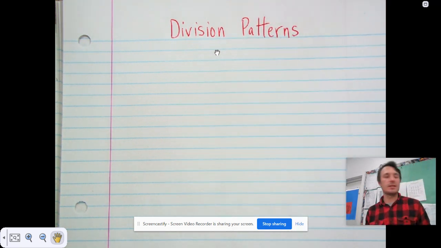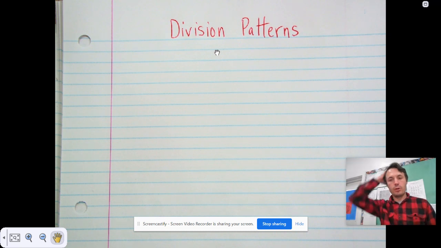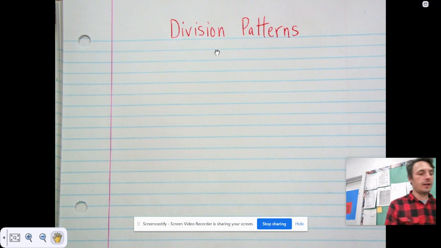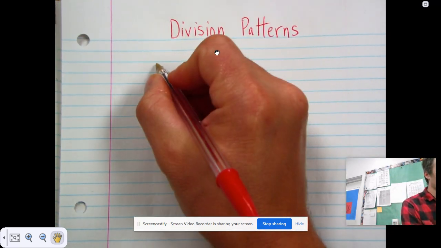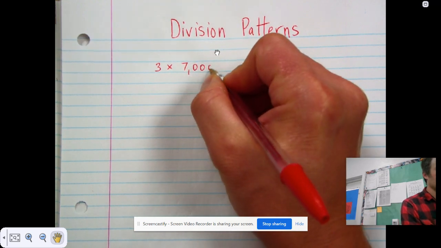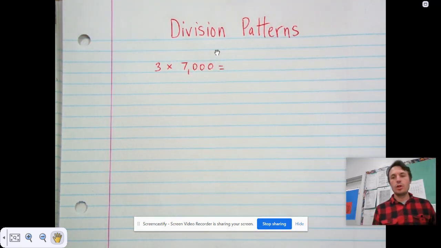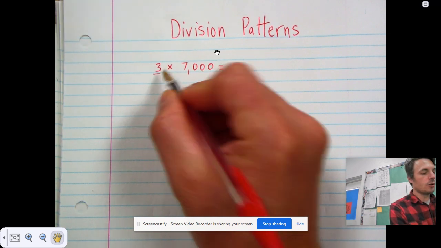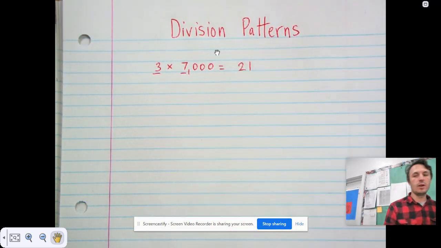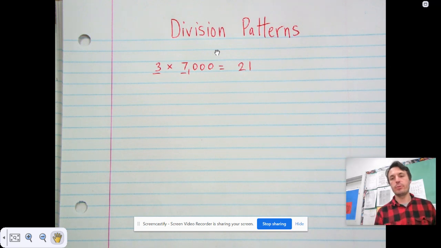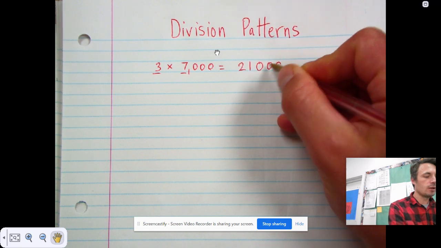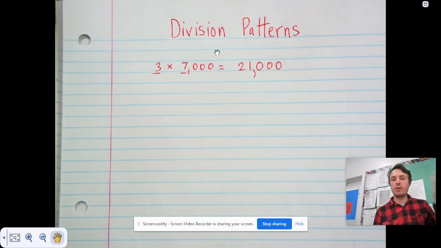First of all, before we start today's lesson, let's do a little review. You already know that when you're multiplying, let's say you're multiplying something like 3 times 7,000, you can just focus on the non-zero parts of the number. You can just do 3 times 7 and it equals 21. And then you just count how many zeros are in both factors, 1, 2, 3, and you write those in the product. So 3 times 7,000 is 21,000.